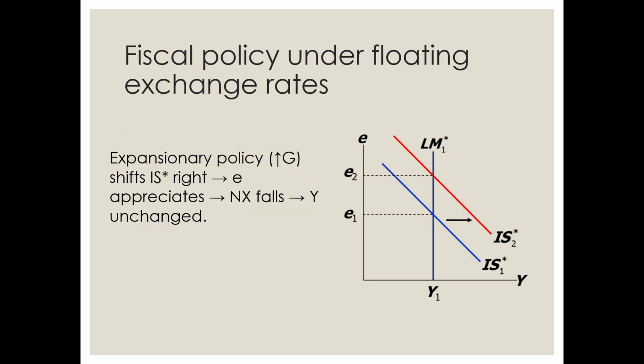Fiscal policy under floating exchange rate. Under a floating exchange rate, expansionary fiscal policies such as increasing government spending shift the IS curve to the right. This increases demand for the domestic currency, causing it to appreciate. However, this appreciation reduces the net exports, which cancels out the stimulus, so output stays roughly the same. In short, fiscal policy becomes ineffective.